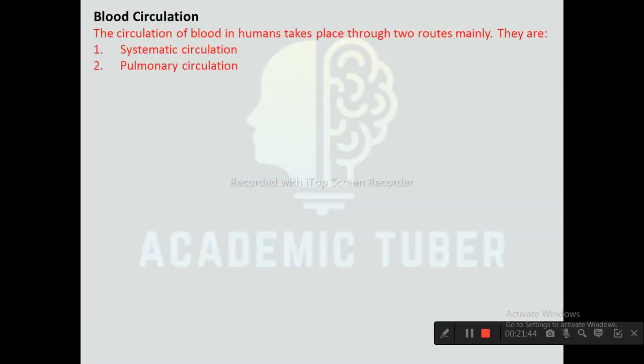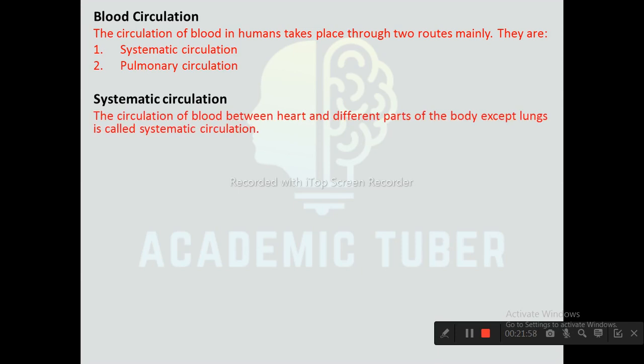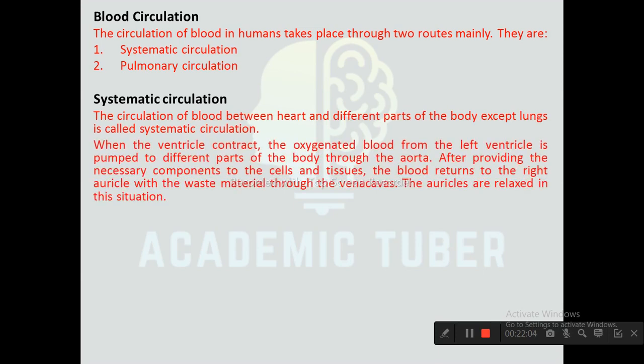Blood circulation. The circulation of blood in a human takes place through two routes mainly. They are systemic and pulmonary. First one is systemic circulation. The circulation of blood between the heart and different parts of the body except the lungs is called systemic circulation. When the ventricles contract, the oxygenated blood from the left ventricle is pumped to different parts of the body through the aorta. After providing the necessary components to the cells and tissues, the blood returns to the right auricle with the waste material through the vena cava, and the auricles are relaxed in this situation.